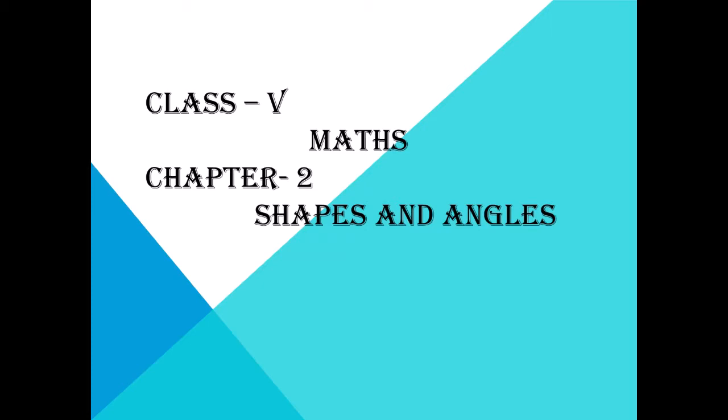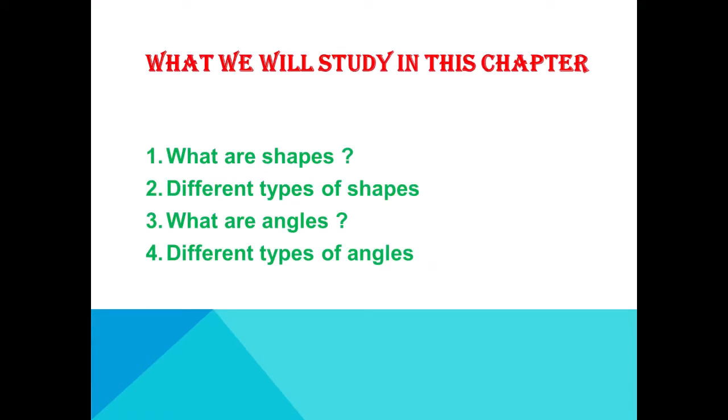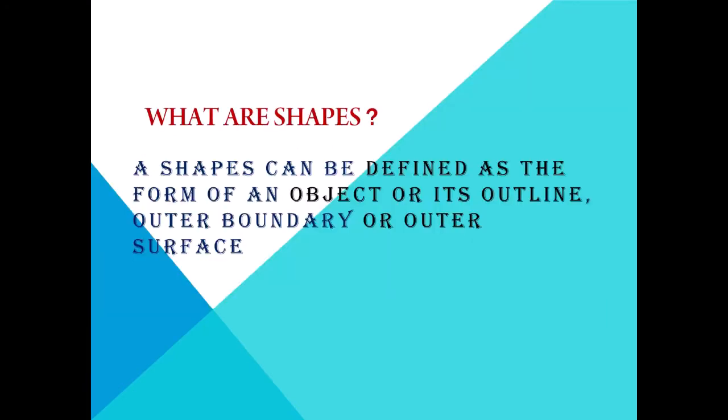So let's start our next class 5 Maths chapter 2 Shapes and Angles. In this chapter we will study what shapes are, different types of shapes, what angles are and different types of angles. So let's first see, what are shapes?